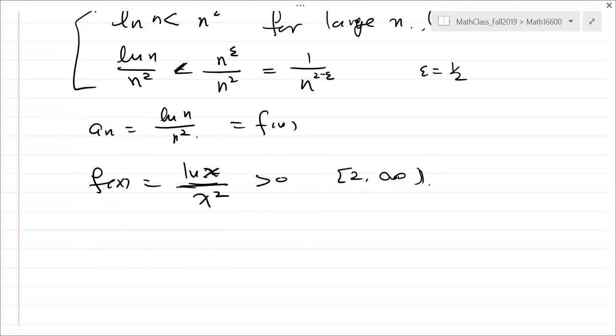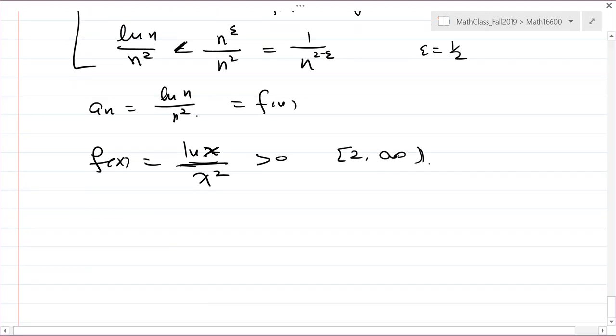I think it's decreasing. Why? Because natural log of x grows, but it grows slowly. The denominator grows faster, so the quotient decreases. I have to say that; you cannot say it's obvious. The best way is to prove that the derivative is negative.